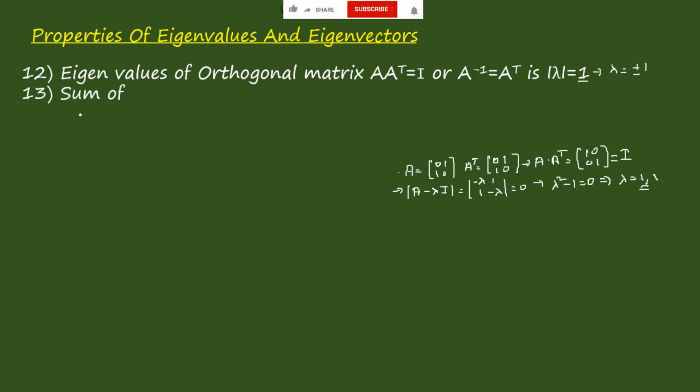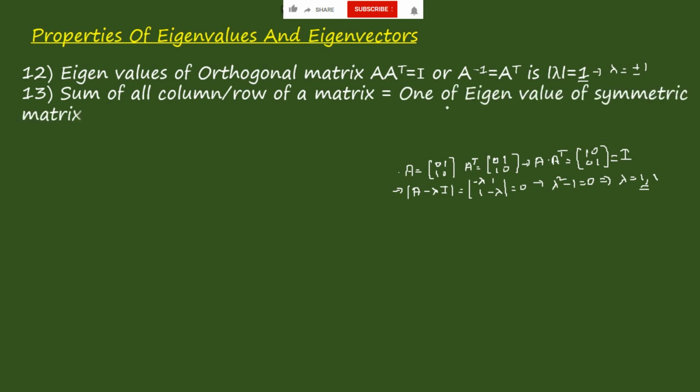Sum of all columns or rows of a matrix is equal to one of the eigenvalues of a symmetric matrix. For this one also I will give you an example. What is a symmetric matrix? A is equal to A transpose. Yes or no? So if you consider matrix A is equal to something like [2 1; 1 2], if you do A transpose, then we get [2 1; 1 2] only. Yes or no?